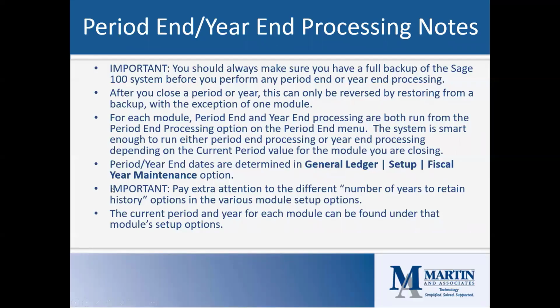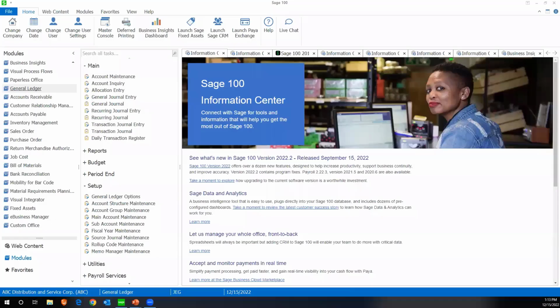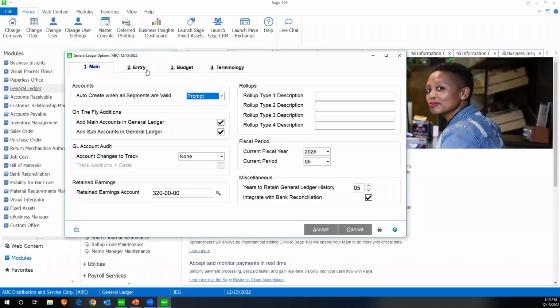So this is important. I started to mention this before and I kind of stopped. You pay extra attention to the different number of years to retain history options in the various module setup options. Okay. So what that is dealing with is underneath each of these modules, there's a setup menu and then there's that module's options. So we'll look at a couple of them here. Like right here, years to retain general ledger history.